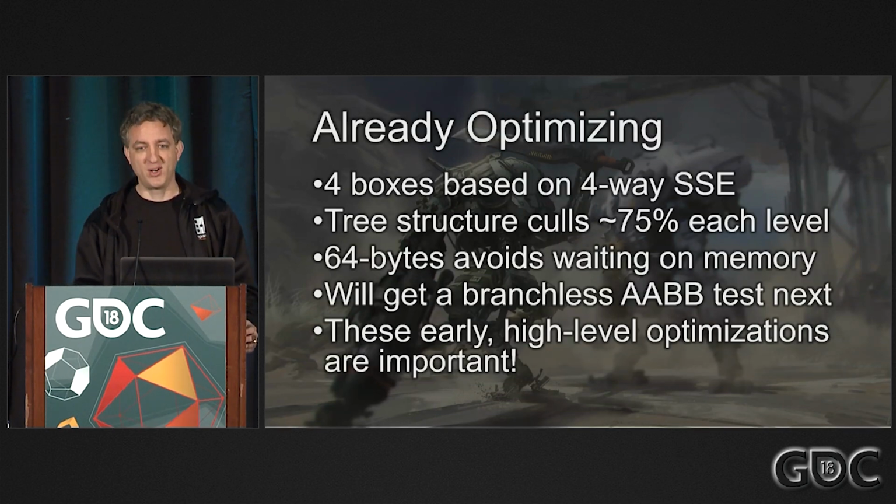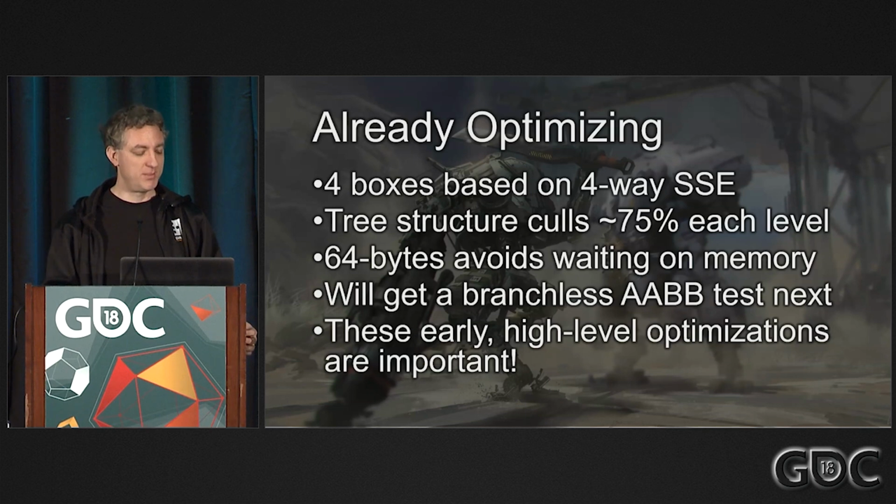And notice that this is already optimizing. This is all based on what the hardware is good at. The 4 boxes is based on 4-way SSE. The tree structure is good because we cull about 3/4 of the stuff each step. 64 bytes avoids waiting on memory. We're going to find branchless AABB tests. And all of these early high-level optimizations are important.